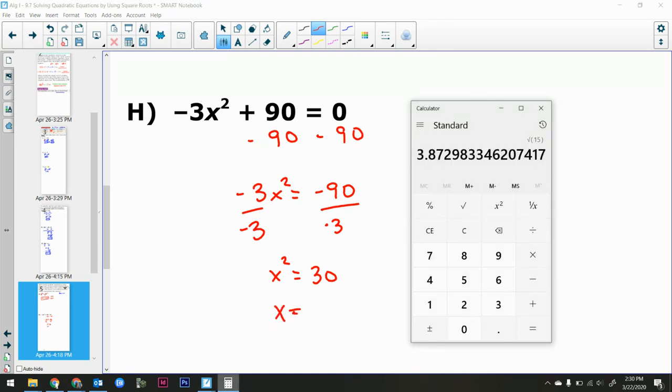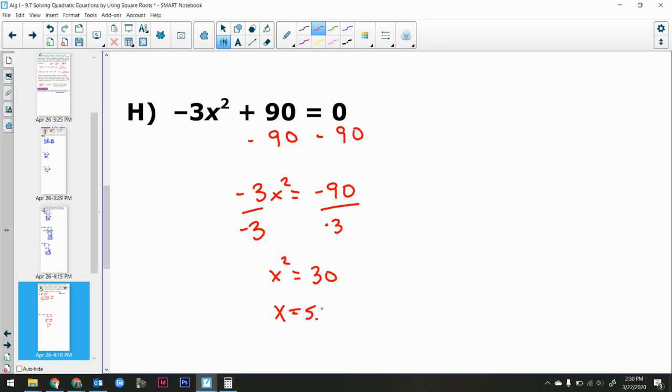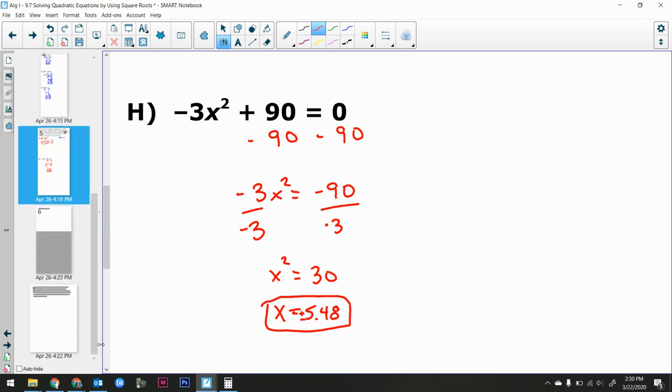Let's take the square root of 30. 5.47, somewhere between 5 and 6. 5.48 rounded to the nearest hundredth. Oop, I almost forgot. Plus or minus. Okay, if you don't write that plus or minus in, I will have to take points off.